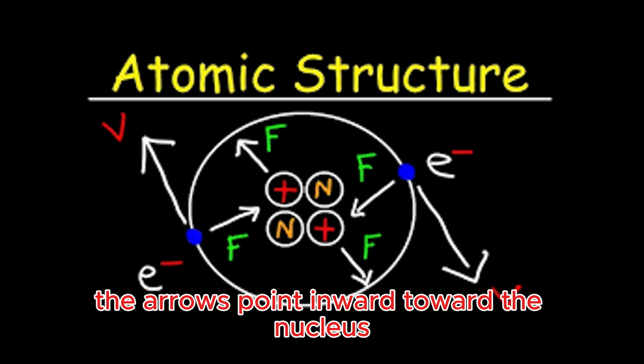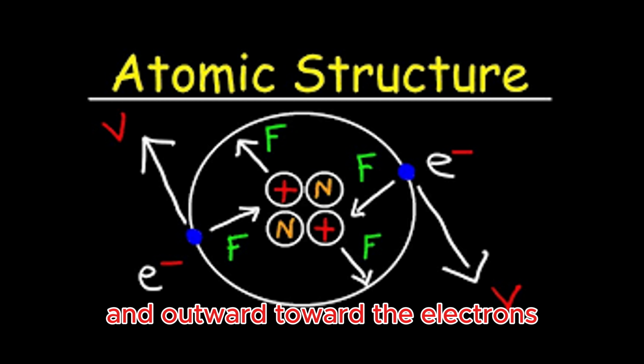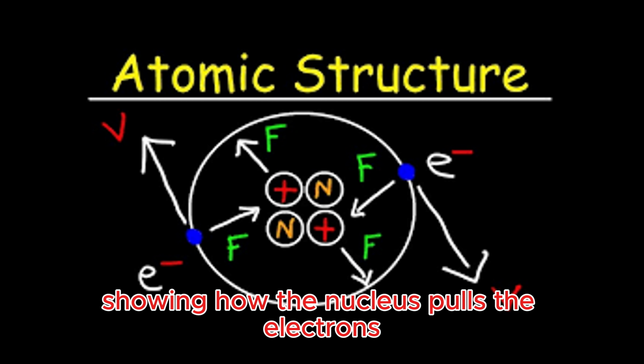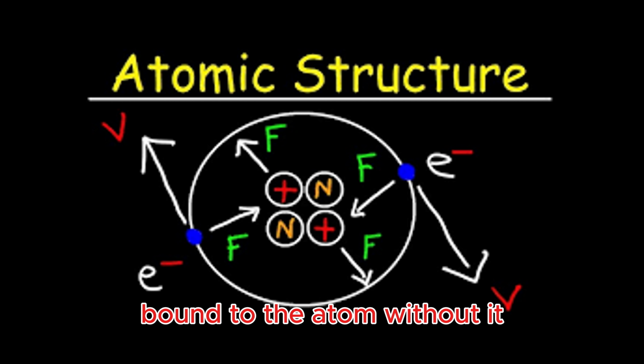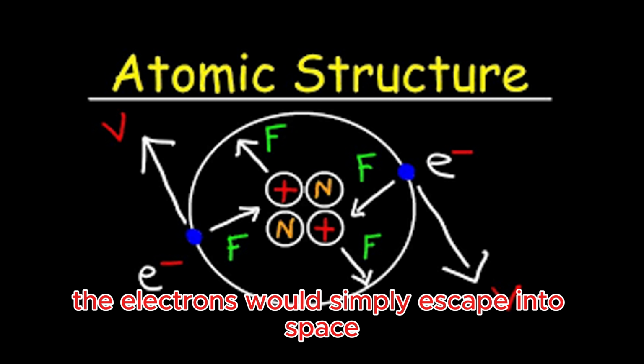The arrows point inward toward the nucleus and outward toward the electrons, showing how the nucleus pulls the electrons toward itself. This attraction is what keeps the electrons bound to the atom. Without it, the electrons would simply escape into space.